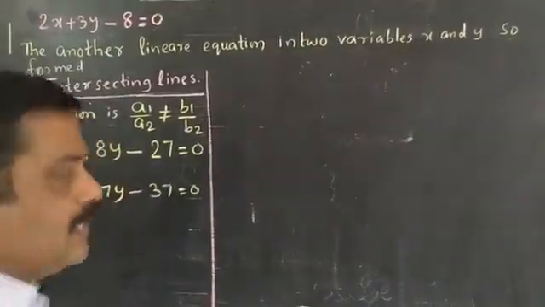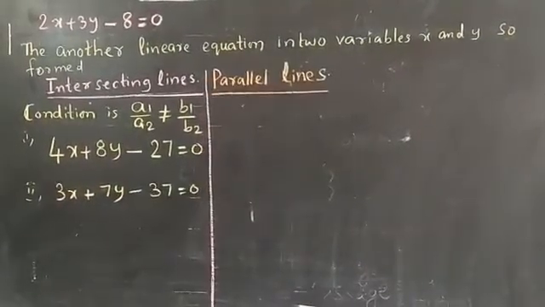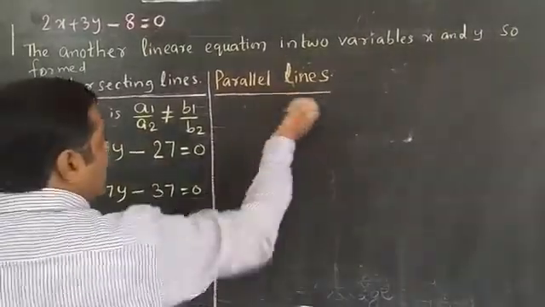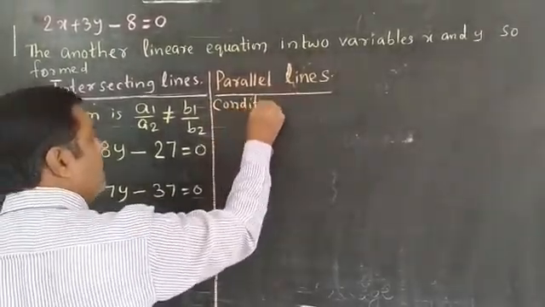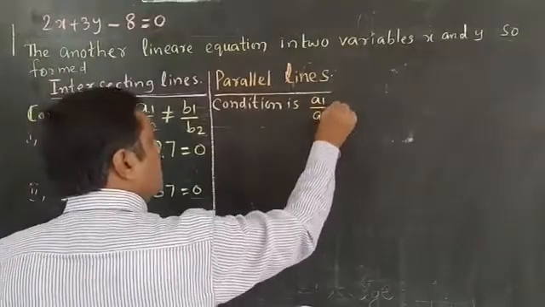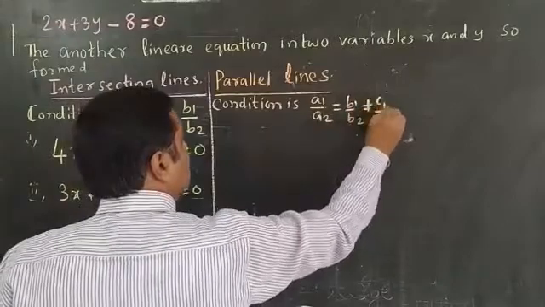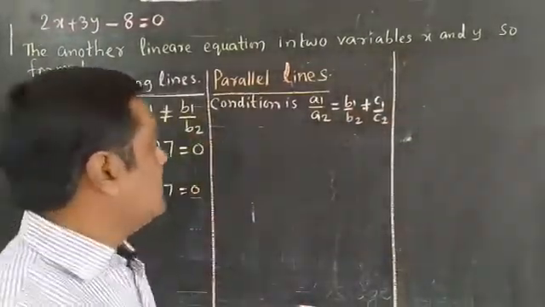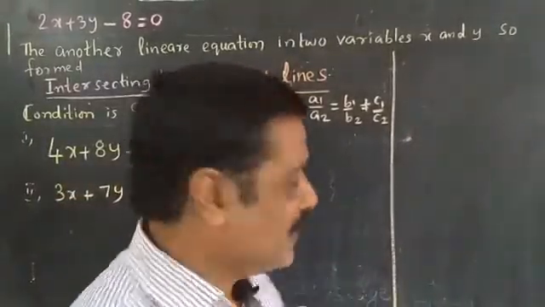And in this question, he has given one more, sir. Now he is asking to make parallel lines. The condition it follows is a1 by a2 is equal to b1 by b2, but it is not equal to c1 by c2. It must follow this condition. Then only are the two lines parallel. Is it clear, Nana? Right.